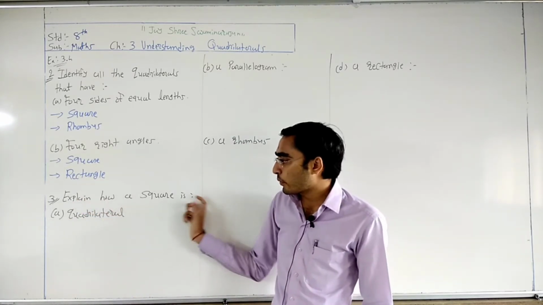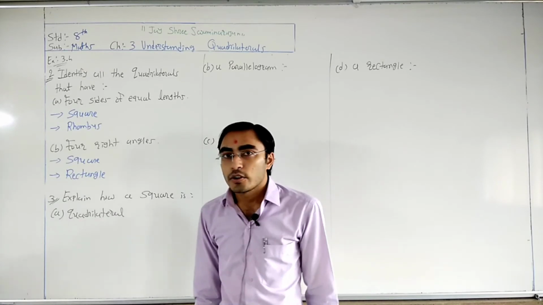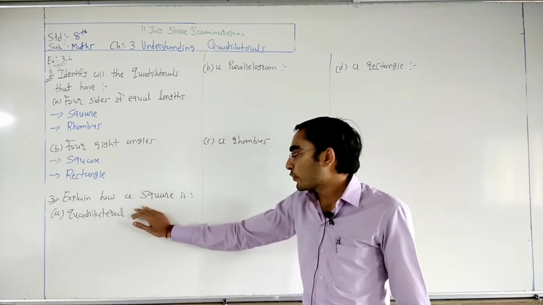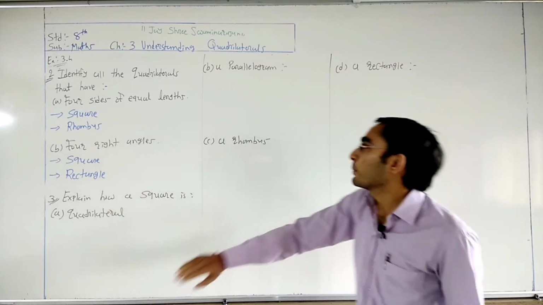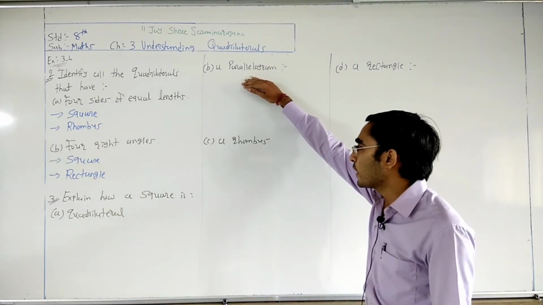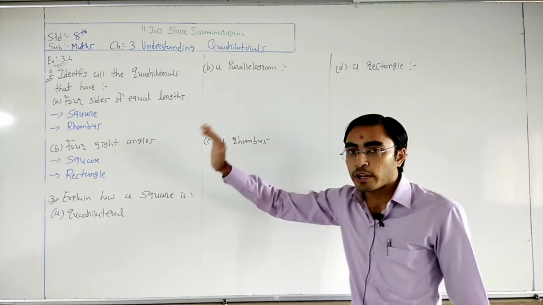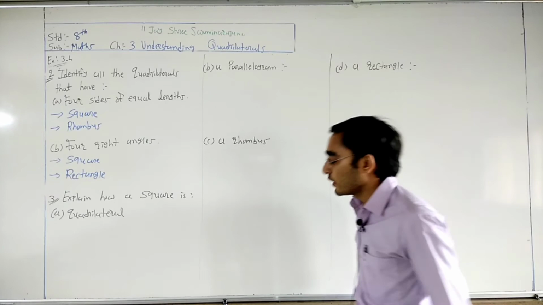Explain how a square is a quadrilateral. Total four internal questions are there. Explain how a square is a quadrilateral. Explain how a square is a parallelogram. Explain how a square is a rhombus. Explain how a square is a rectangle.